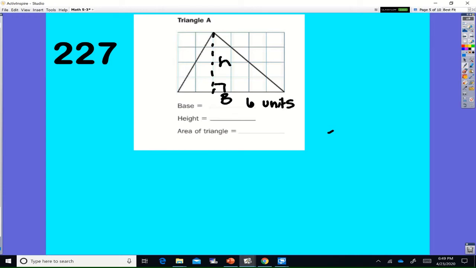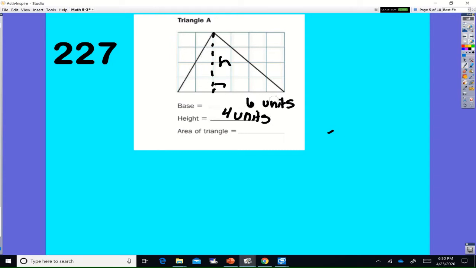I'm gonna erase that B, since you know that's your base now, because I feel like it's getting in the way of that 6. Now our height, we do the same thing. We count 1, 2, 3, 4. So I'm going to write 4 units.